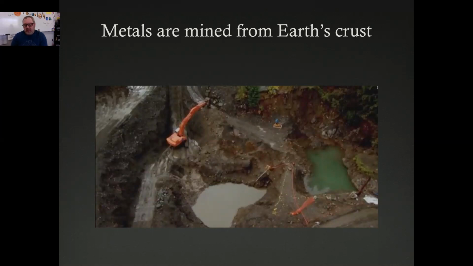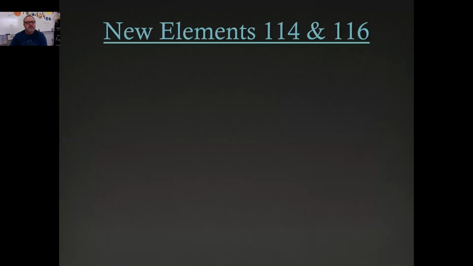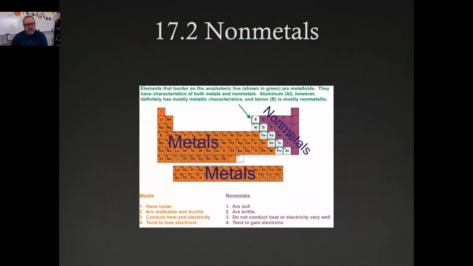Metals are mined from Earth's crust. This is a gold mine that we're looking at. I think I pulled this from Gold Rush, Alaska, from one of the first one or two seasons, something like that. You know, this is a testament to how long ago I put this PowerPoint together. We're talking about the new elements that have been discovered, element 114 and 116. Well, now all of the elements have been discovered. We've got all the way up to 118. So in the realm of chemistry, we've discovered all of the elements or the atoms that there are in the universe.